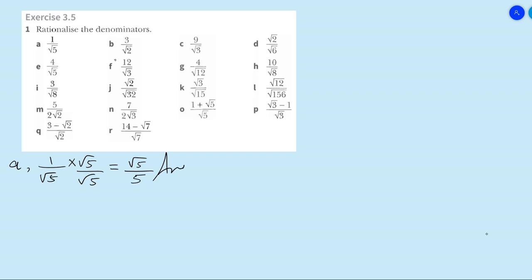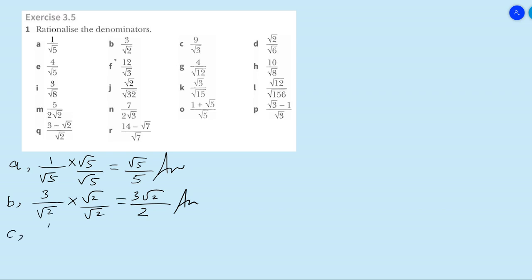Hope you understand. Come to part B. 3 upon root 2. Multiply and divide by root 2. 3 into root 2 is 3 root 2. Root 2 into root 2 is root 4, and root 4 is 2. So the answer is 3 root 2 by 2. You can see these are very easy parts.